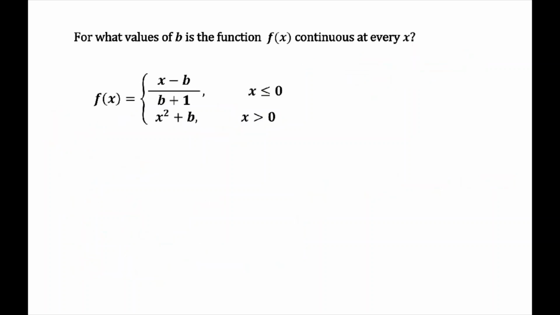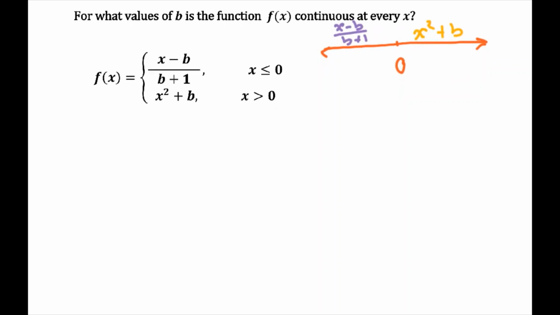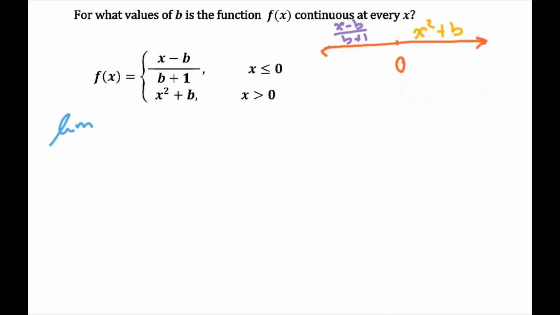Moving to the next question. In this question, we're following the same thing. So a number line, here is 0. For numbers greater than 0, we're using x squared plus b. For numbers less than 0, we're using x minus b over b plus 1. Now let's find the limit. From the right side, we are using x squared plus b.